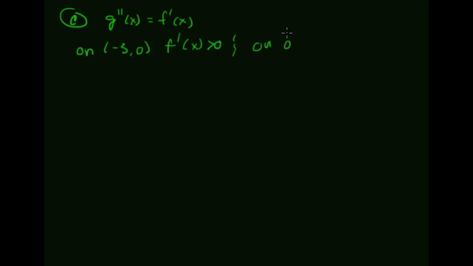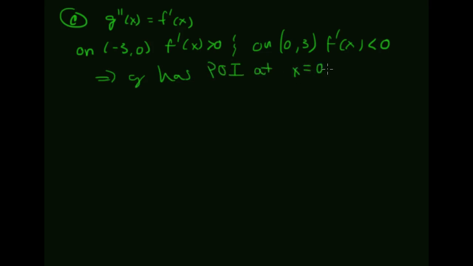Okay, so let's look at part C. We want all the values on the interval that have a point of inflection. We're going to have a point of inflection where the sign of the second derivative changes. The second derivative of g is just equal to the first derivative of f. On the interval from negative 3 to 0, f prime of x is bigger than 0. It's increasing. On 0 to 3, f is decreasing, so f prime of x is less than 0, which means that the second derivative has a sign change at 0. So g has a point of inflection at x equals 0.